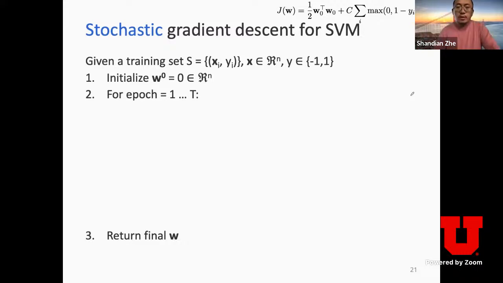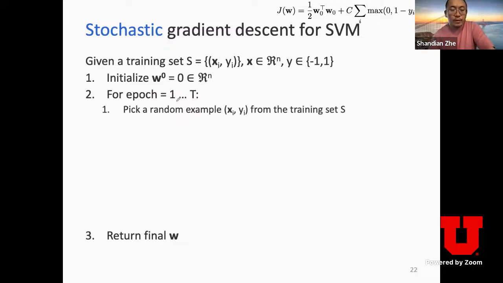Okay, so the basic framework is kind of similar. We initialize our model parameters as 0, and we go through T epochs. One epoch just means you go through the whole data set once. Inside each epoch, every time we pick a random example, x_i, y_i, from the training set S. Remember, S might consist of 1 billion examples. I just randomly pick one.